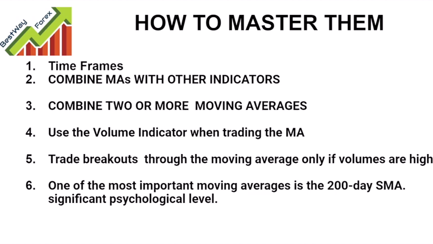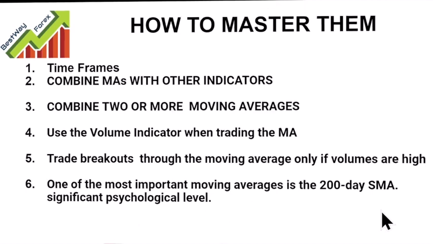The rule says this: if any asset is below its 200-day SMA, then you need to avoid long positions in that asset. You need to focus on the short positions. When the asset is above its 200 SMA, then you need to avoid short positions, but focus on the long positions. This is very, very important, and that's why it has a significant psychological level.